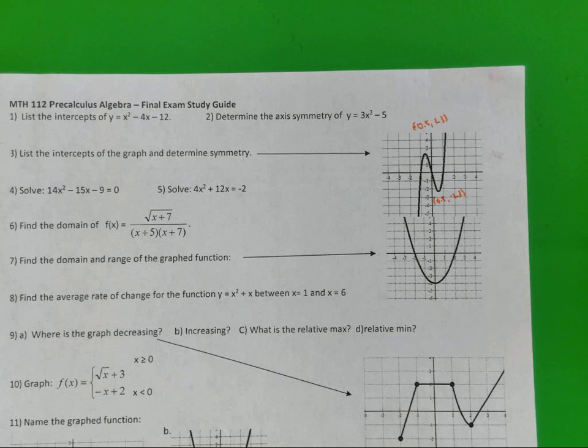Does that make sense? If I have symmetry about the y-axis, which one changes? X. I would have 2, 3, and then negative 2, 3. What if I have symmetry about the origin? What happens to them? They both change. So you have 2, 3, and negative 2, negative 3. Does that make sense? You remember that from first 9 weeks?